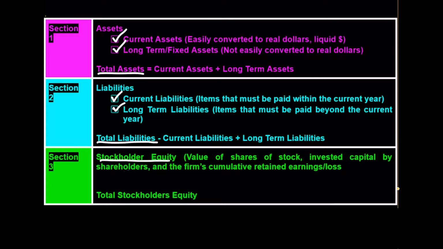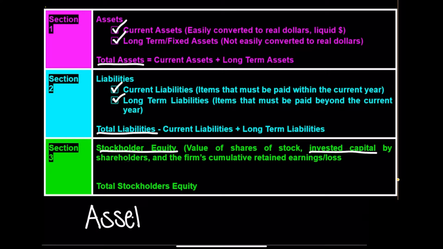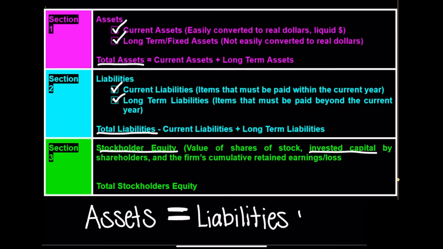And in section 3, there is stockholder equity, which is the value of shares of stock, invested capital by shareholders, and the firm's cumulative retained earnings and losses. This sums up to the total stockholders' equity. So the final equation is assets in section 1 equal liabilities plus stockholder equity in sections 2 and 3. Total assets must always equal total liabilities and stockholder equity.